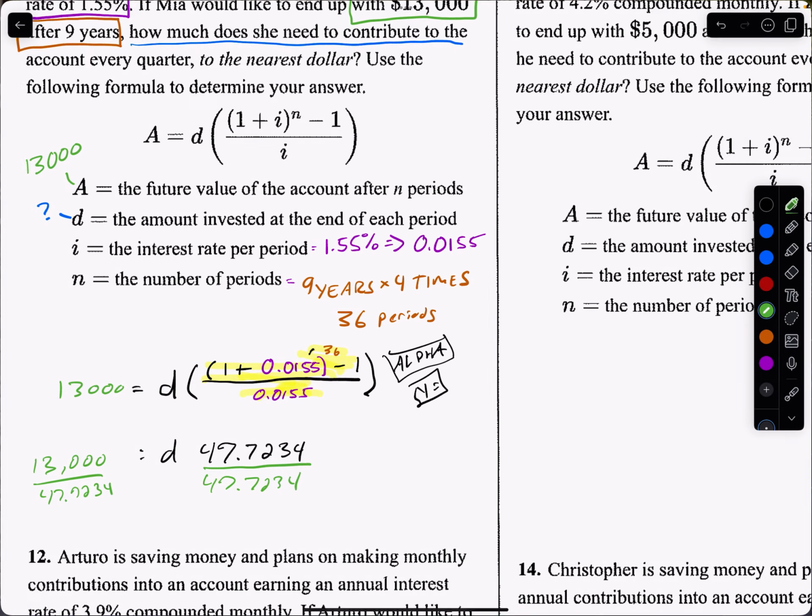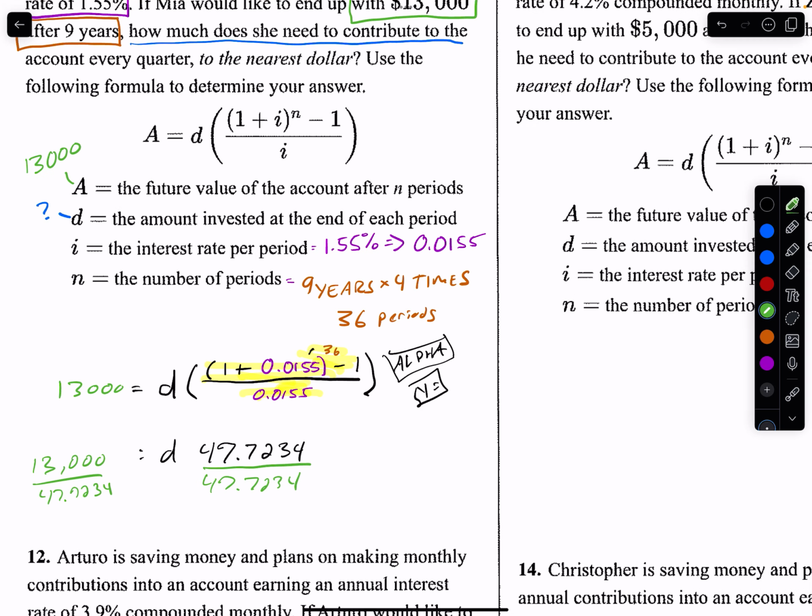And we're going to get $272.40. What that means is that if she wanted to save $13,000, she'd have to put in $272.40 4 times a year. Okay, hope that helps.